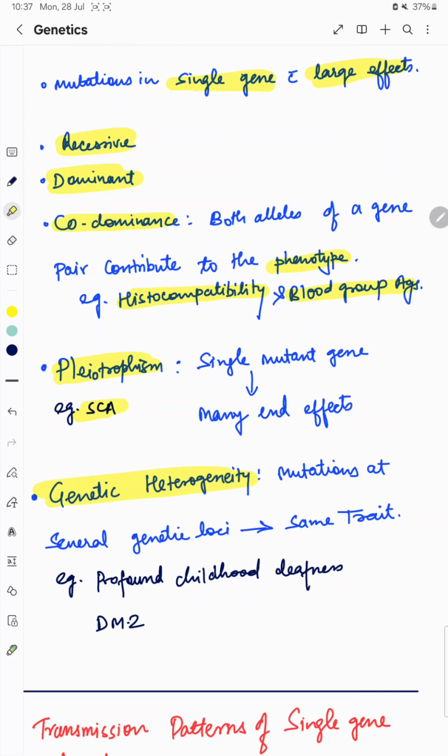Genetic heterogeneity is when mutations in several genetic loci represent the same trait, just the opposite of pleiotropism. Genetic heterogeneity is seen in profound childhood deafness and diabetes mellitus type 2.